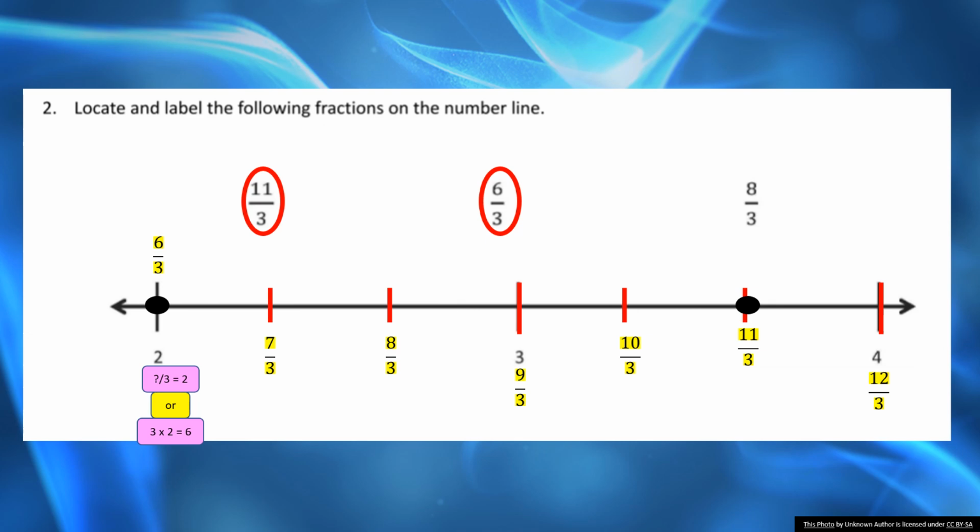The final fraction we need to locate is 8 thirds. So let's go ahead and locate 8 thirds, and we're going to plot a point, or place a dot, at 8 thirds. Now at this point, you might want to pause your video to make sure that your paper looks like my screen.